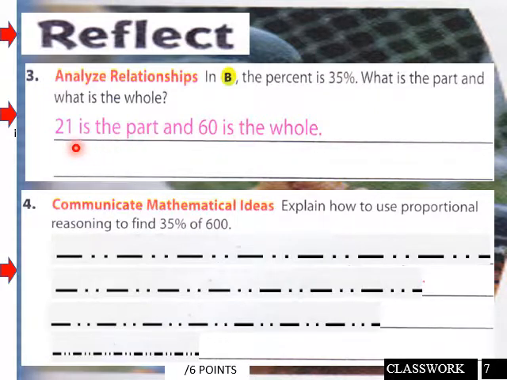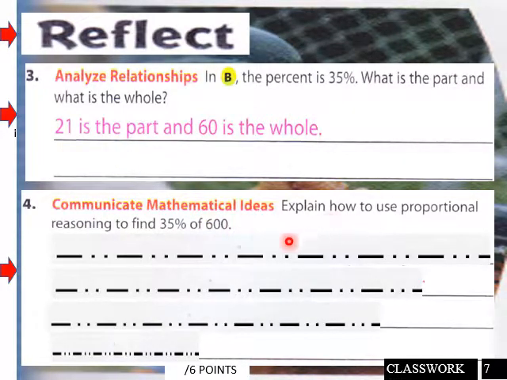We're trying to find 35% of 60, and we came up with 21. So 21 is the 35% of 60. What's 50% of 60? It'd be 30. So 35% would have to be less than 30.